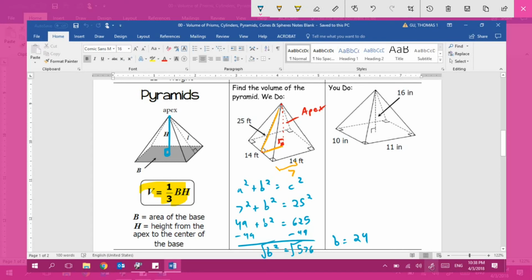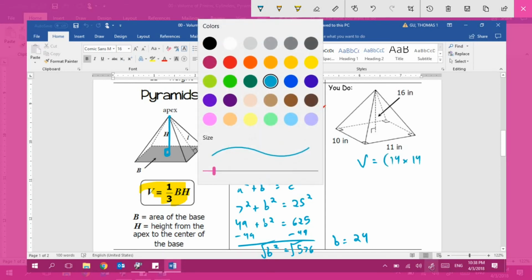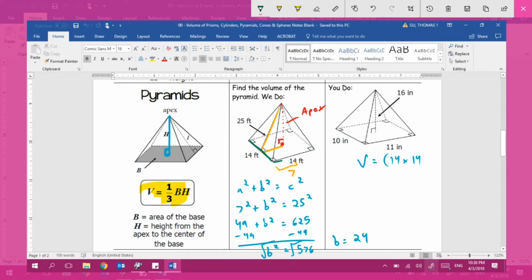So now I have enough to find the answer. Remember, the volume equals the area of the base. The base is a square here, so it's going to be 14 times 14. Look, 14, that's the length, and then 14, that's the width. And then we're going to multiply that by the apex, which we found is 24. And then we're going to multiply all that by 1/3. If you put that into the calculator, you're going to get 1568 feet. Oh, just kidding. Feet cubed. And that is the answer. So you try the you do.